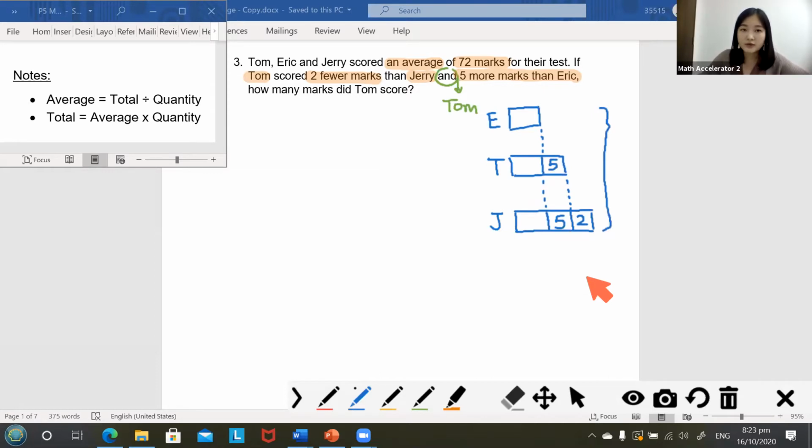Okay, and now we need to complete the model by labeling what is the total here. Right, so same as question 2, we are given an average. Right, so you cannot put 72 here. This is average, not total. Right, the average of 3 people is 72. Okay, given here. So how do we label total here with 3 people?